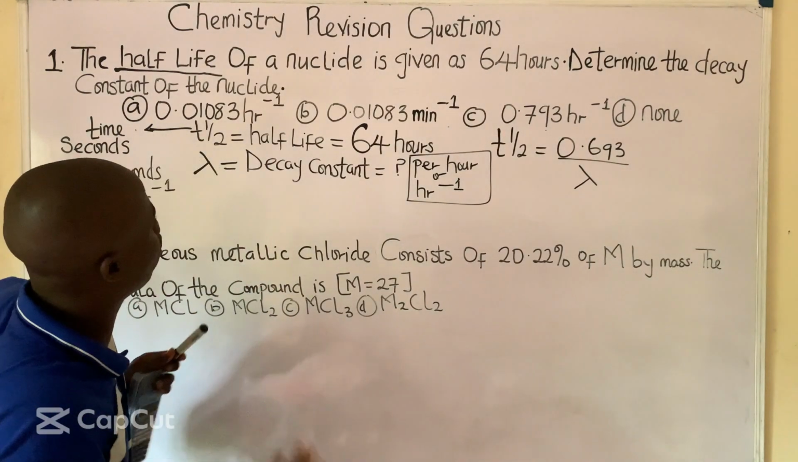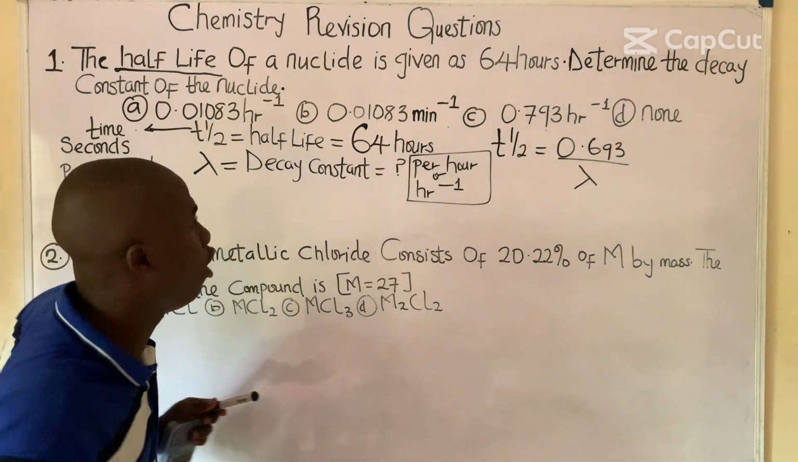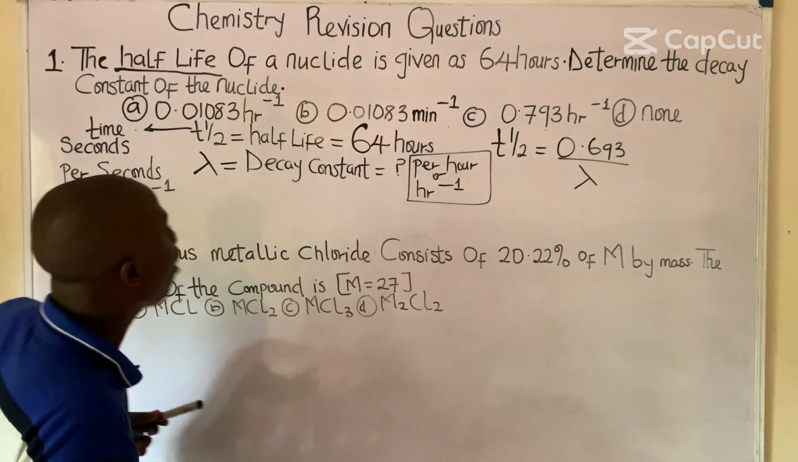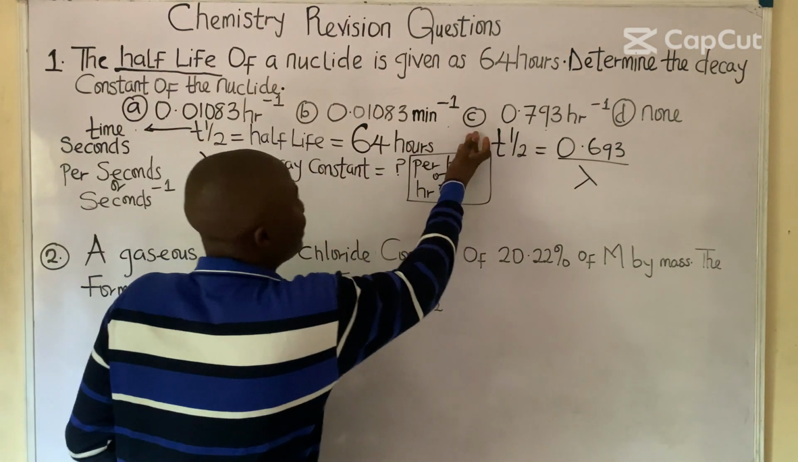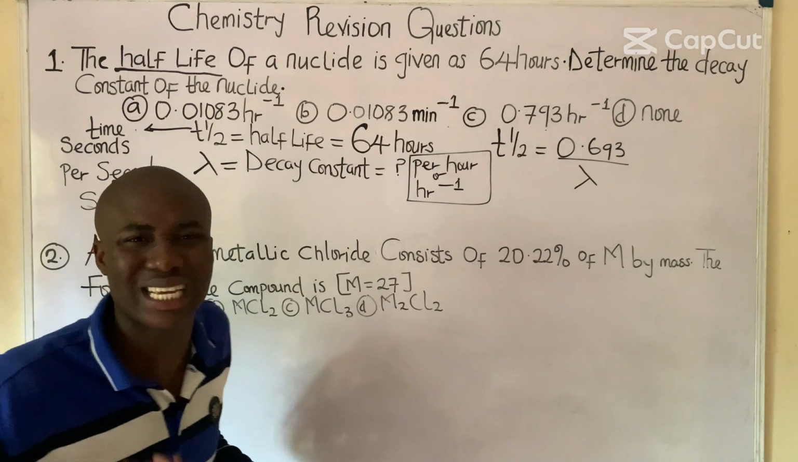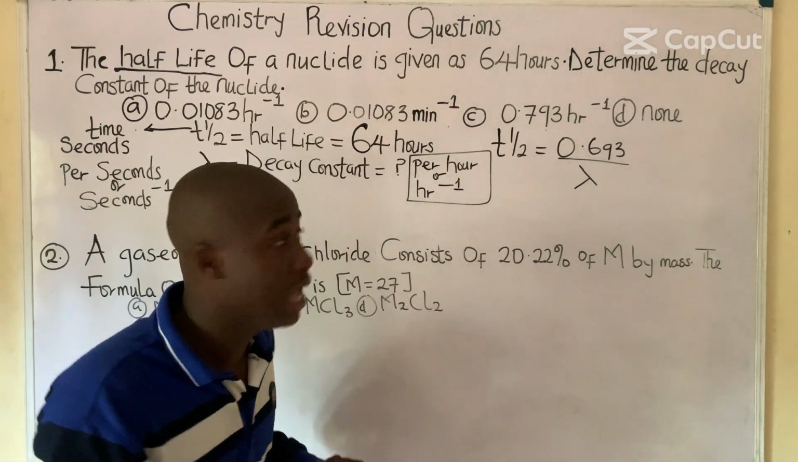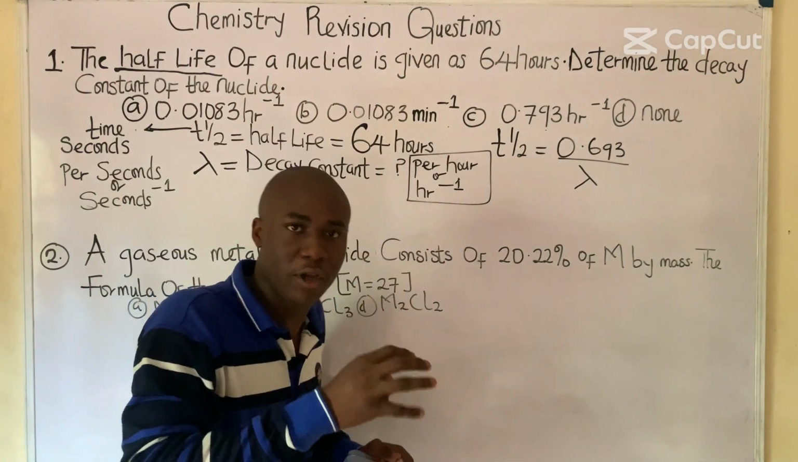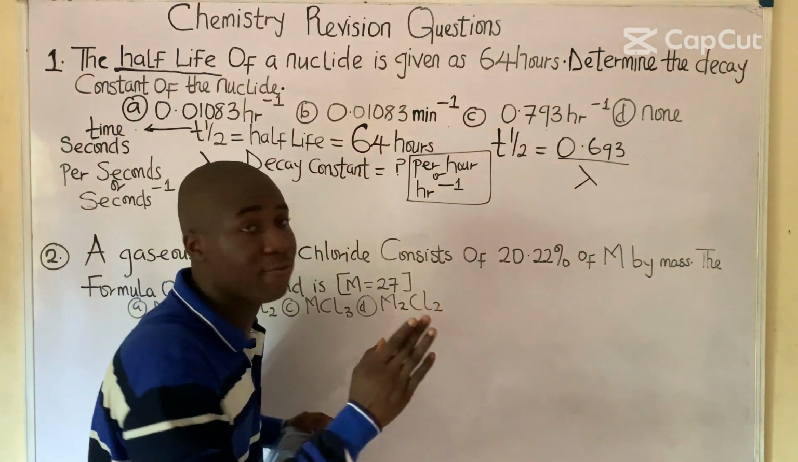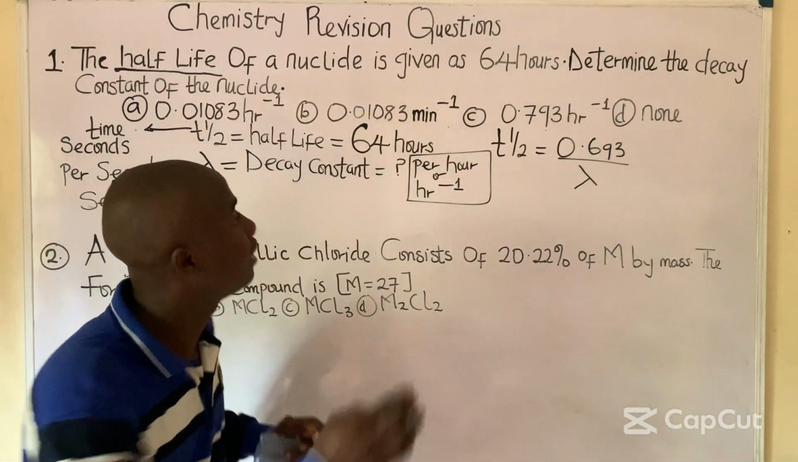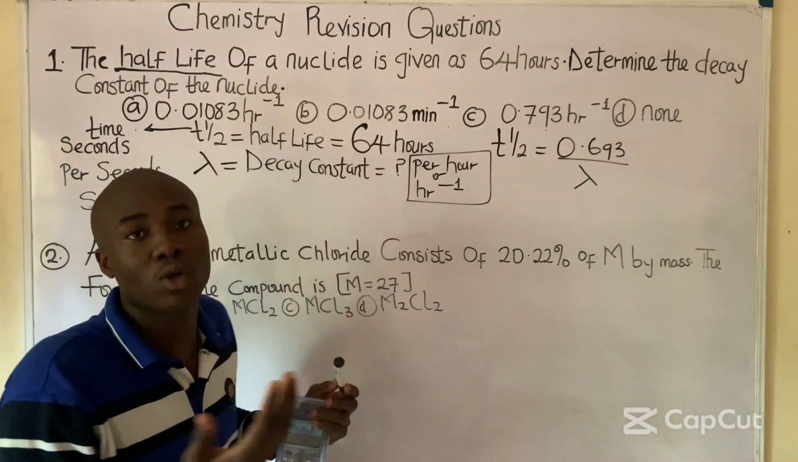And now, looking at the question, we'll just eliminate first of all. Can the answer be in per minute? No. So we are working towards option A and option C because the half-life they gave to us in the question was expressed in hours. But the only way our answer can be in per minute is when the question was being specific to solve the decay constant in per minute. That is the only way we're going to work towards option B.